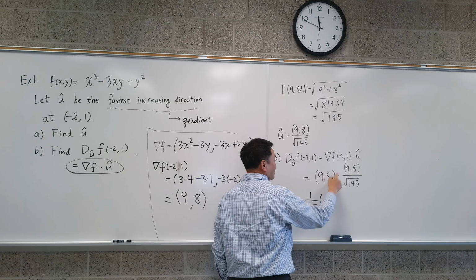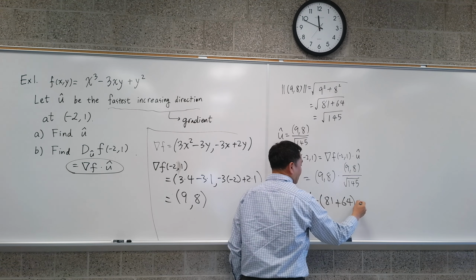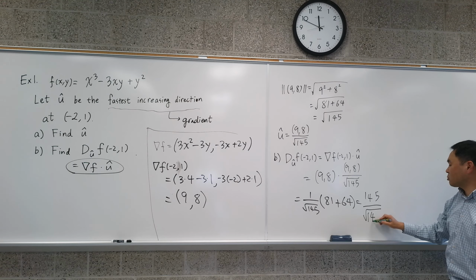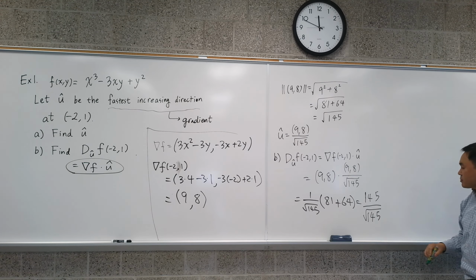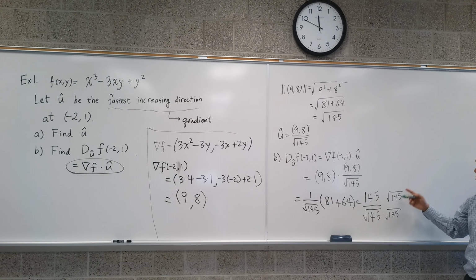So 9 times 9 is 81. 8 times 8 is 64. That also gives you 145. And when you divide by the square root of 145, I mean, you shouldn't leave it like this because you need to rationalize the denominator. If you rationalize the denominator by multiplying by the square root of 145 top and bottom, you see that this thing just becomes the same as that one, leaving you with the square root of 145. So that's the answer to part B.